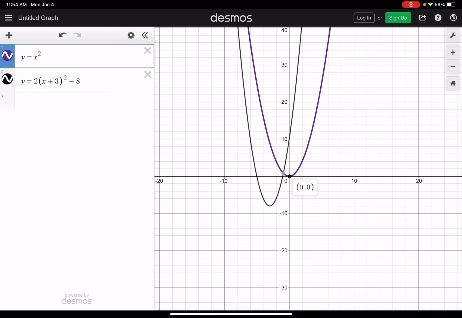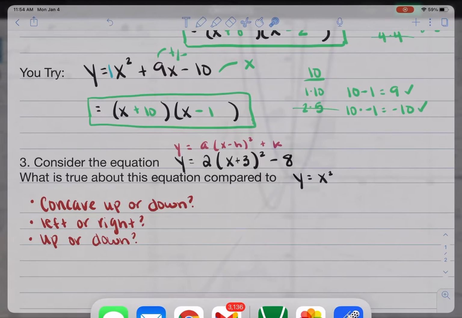So one thing to notice is that both of them are opening up, and I'll talk about how to recognize that in a second. If you look at the graph, they're both opening up, so I can see that they're both concave up. Then in terms of moving from left to right, the black line here, the new equation from the purple, it looks like we moved to the left and we went down. Okay. So that answers our question, but we can talk a little bit more about it here.